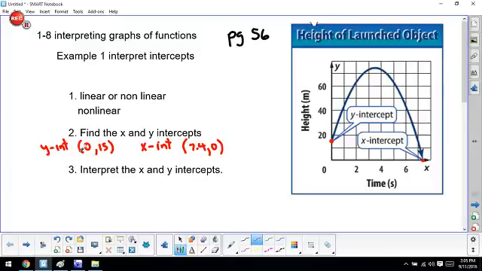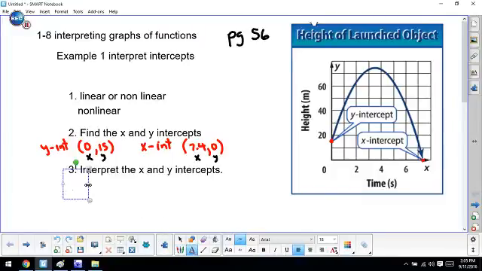So here's my y-intercept, 0, 15. And remember, our coordinates are written in x, y. So x is always first, y is second. And my x-intercept is 7.4 and 0 for y. Okay? Now what we're going to do is interpret the x and the y-intercept. So in interpreting the function, first of all, let's go ahead and interpret the y-intercept.